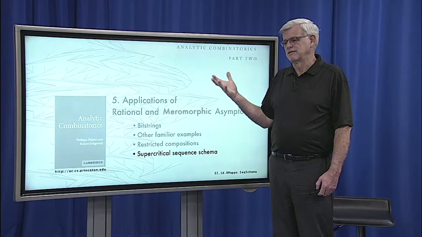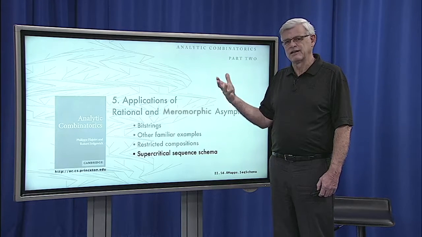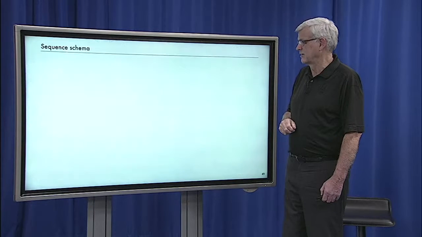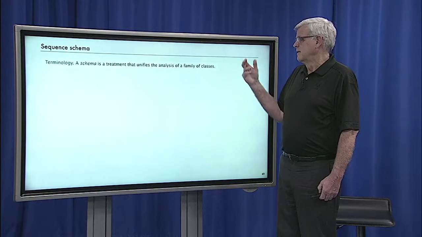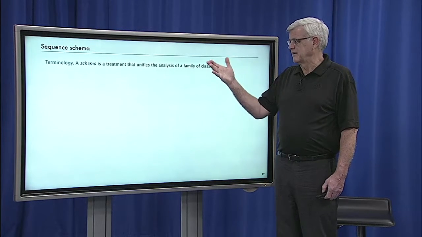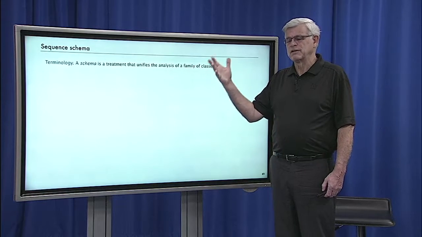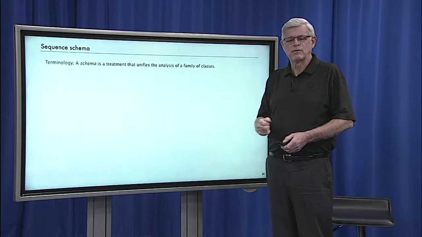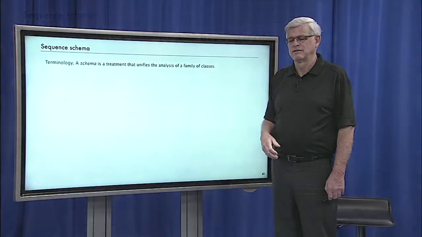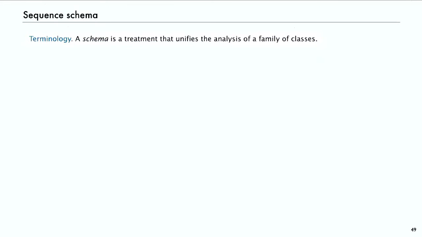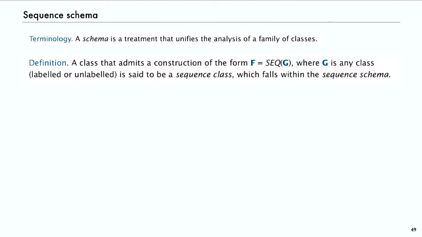There's many examples of this in analytic combinatorics. This is the first of many examples that we'll see. The idea is of a schema. So that's a treatment that unifies the analysis of a whole family of classes, so that we do the analysis once and we don't have to do it again. You could think of our transfer theorems as that way, but you'll see the distinction.